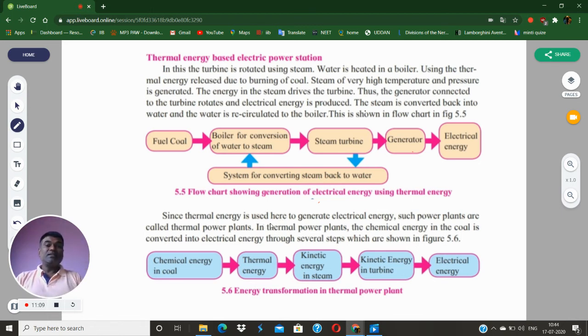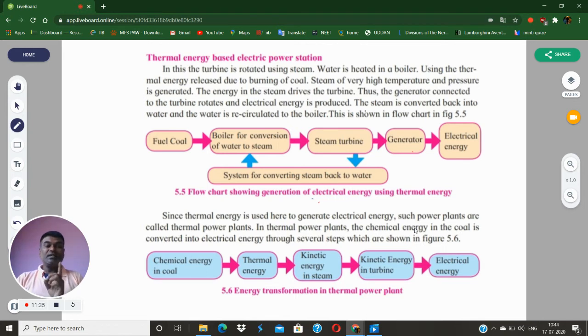अभी देखिए, thermal energy is used in generators for obtaining electric energy, and such power plants are called a thermal power plant or thermal power station. ठीक है, and the chemical energy in the coal is converted into electrical energy through several steps. Which are the several steps? That is, the chemical energy in coal.